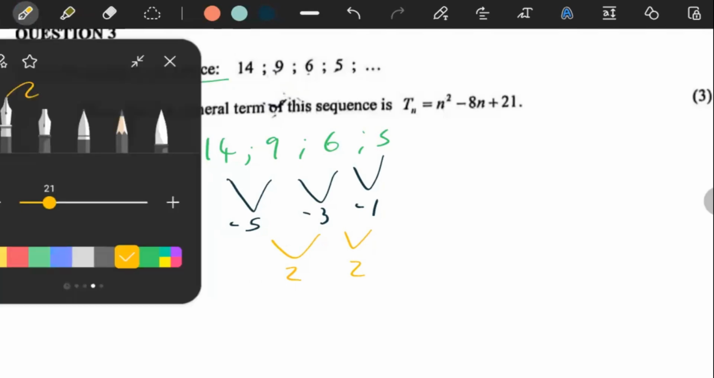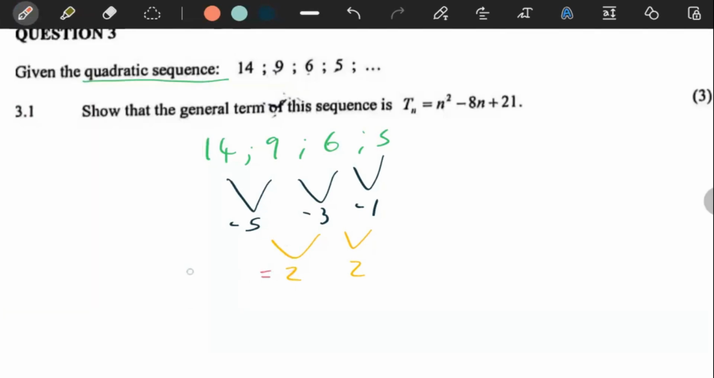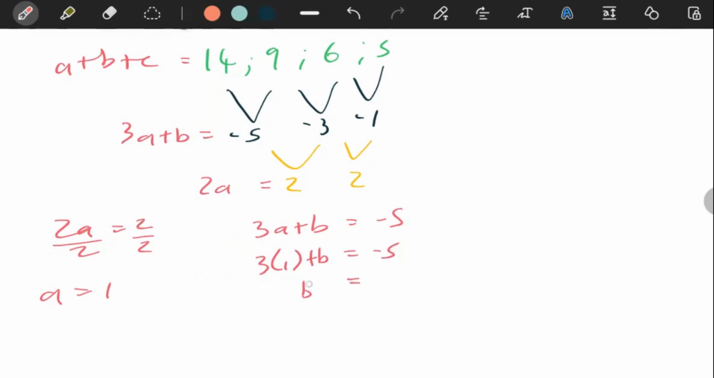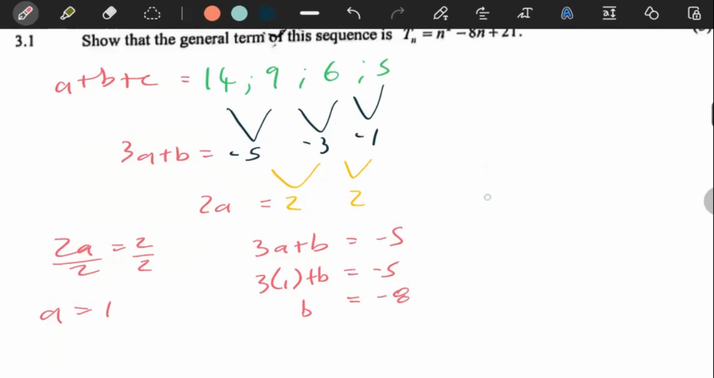And then what you do is, starting from the very bottom, you make this equal to 2a. This is equal to 3a plus b. This is equal to a plus b plus c. So 2a is equal to 2. Divide both sides by 2. A is a 1. 3a plus b. If you put a in its place, b is negative 5 minus 3, which is negative 8. And then here you're going to put a plus b plus c equal to 14.